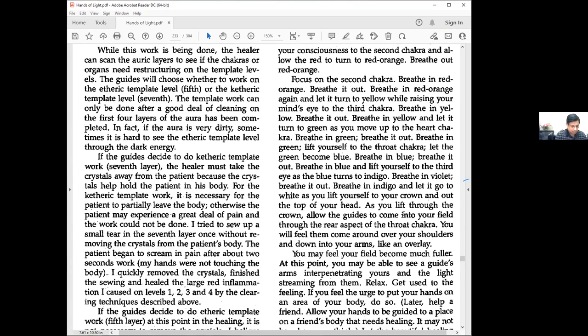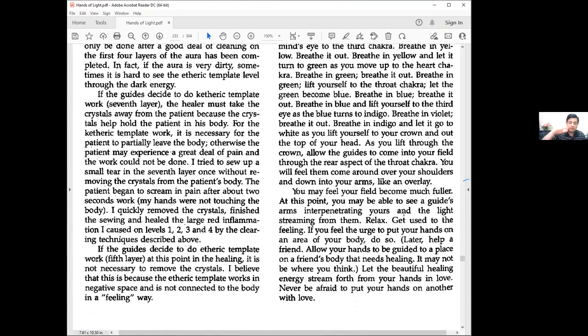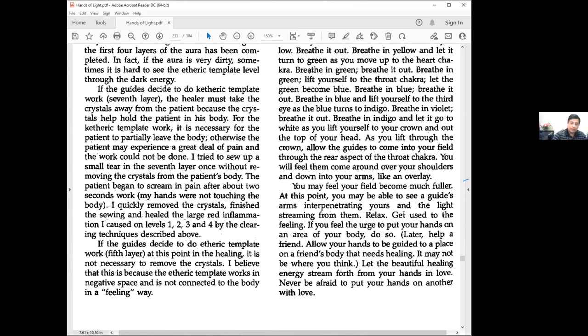While this work is being done, the healer can scan the auric layers to see if the chakras or organs need restructuring on the template levels. The guides will choose whether to work on the etheric template level, fifth, or the ketheric template level, seventh. The template work can only be done after a good deal of cleaning on the first four layers of the aura has been completed. In fact, if the aura is very dirty, sometimes it is hard to see the ketheric template level through the dark energy. So it's always better, when we get into healing, to prepare a foundation, to prepare the base, and then move into deeper healing.